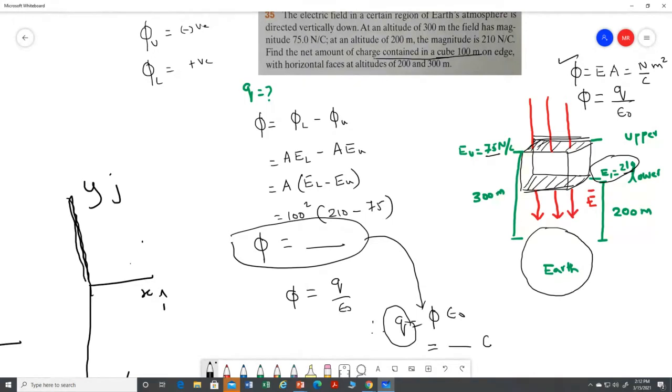Whenever the field line is entering the layer, it has negative value. Whenever the field line is leaving the area, it has positive. So positive is the greater value. Am I right? So according to the sign, yeah, I get it.